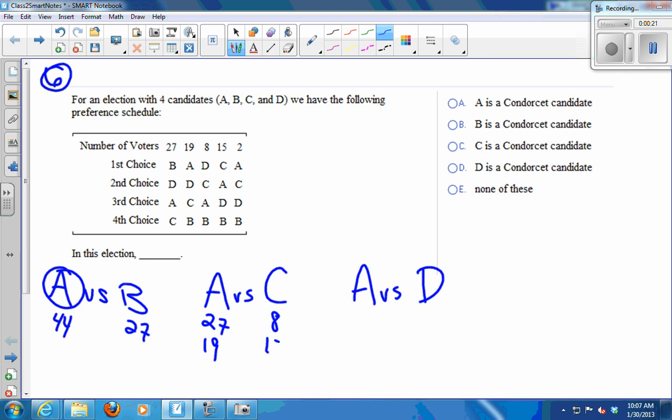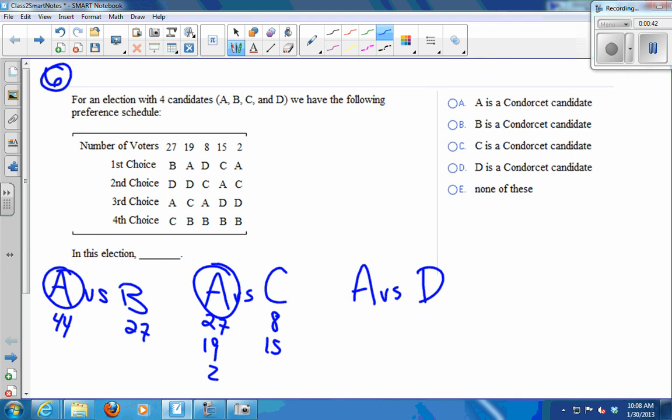These 15 would choose C, and 2 would choose A. So A is going to be the winner. Add those up, and it'll be the most. Okay, so A has now won 2 of its matchups, so it's possible that A is Condorcet. If A wins this last matchup, then A is Condorcet. A can beat everybody head-to-head.